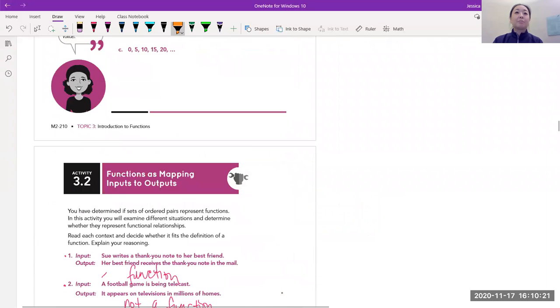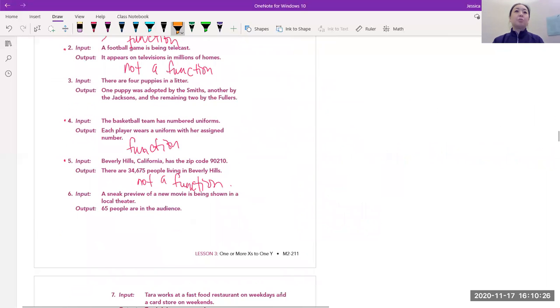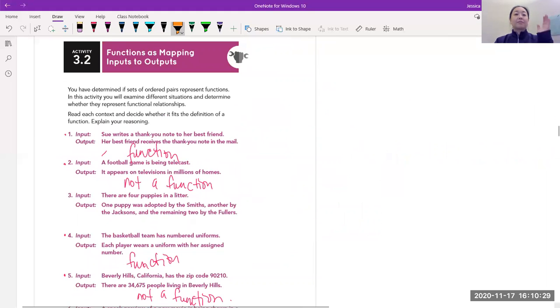We kind of talked about all this. So we asked ourselves on 3.2, and I'm on page 211. So we said, okay, so here's some scenarios. Sue writes a thank you note to her best friend, and her best friend receives the thank you note in the mail. One input, thank you note. One output, yeah, one friend receives it. That's it. It goes to that one friend. Okay, so input, output. So there's a function. Football game is being telecast, right? And it appears on televisions in millions of homes, right? One input. How many outputs? Millions, right? So that's definitely not a function, right?